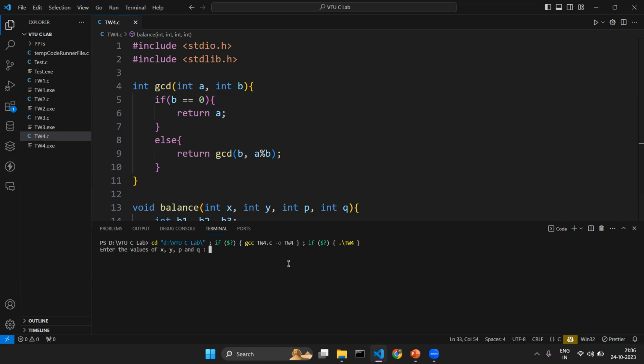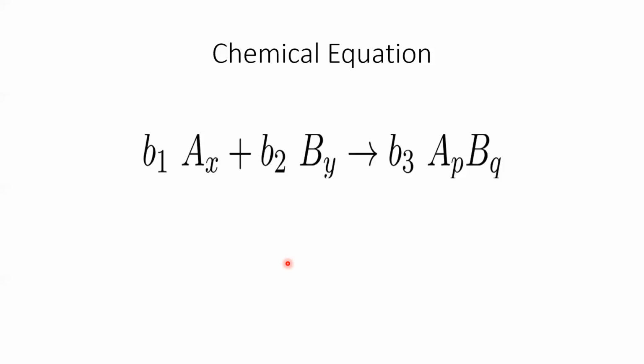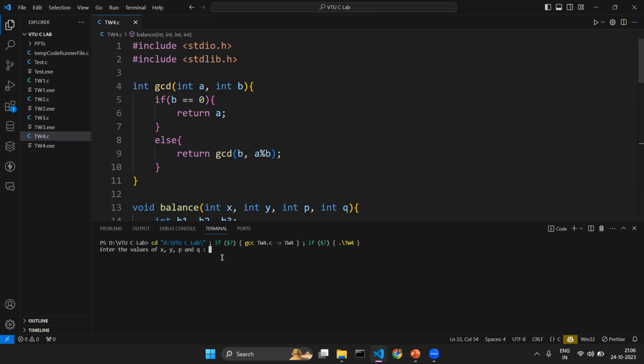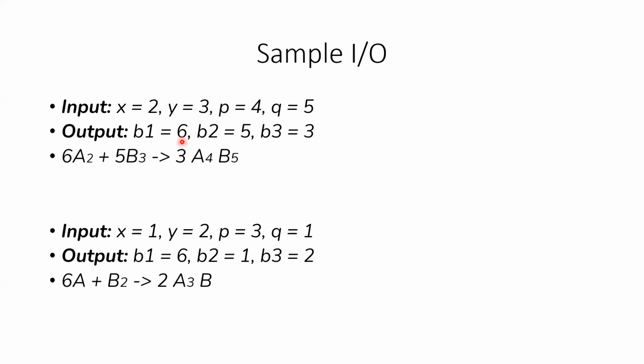It is asking to enter the values of x, y, p, q. We will take this example only. X equal to 2, y equal to 3, p equal to 4, q equal to 5. That is 2, 3, 4, 5. B1 is 6, B2 is 5, B3 is 3. Yes, we have got the correct answer for the first input.